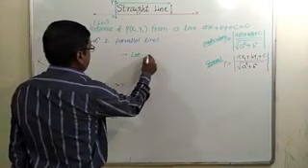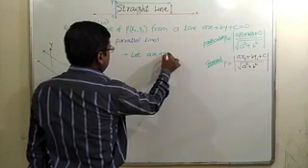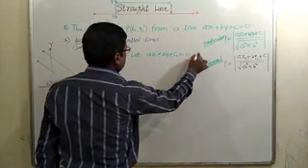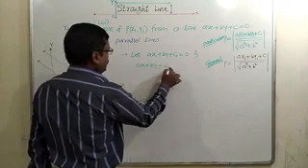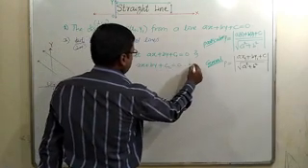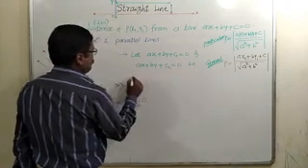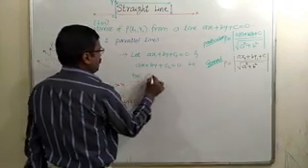Let ax plus by plus c1 equal to 0 and ax plus by plus c2 equal to 0 be two parallel lines.